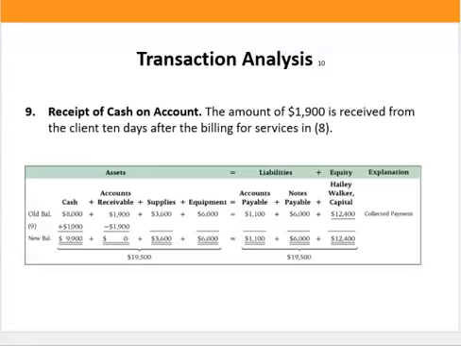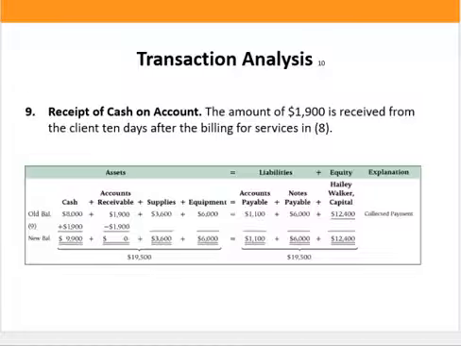Receipt of cash on account. Okay, so they've now paid us the 1,900 that the customer owed us. Okay, so we received cash. So again, what happened in this transaction? We received cash, so therefore the customer doesn't owe us anymore. So we're going to reduce the accounts receivable because they don't owe us. We're not due to receive any more money because we just received it. So our cash goes up by 1,900, but our accounts receivable goes down by 1,900.